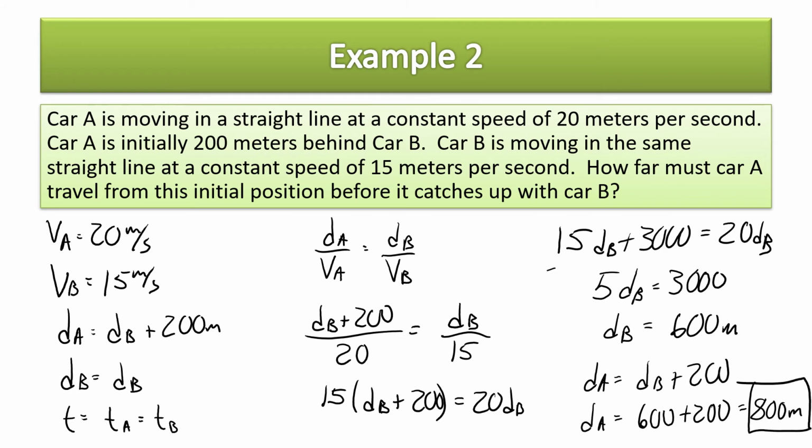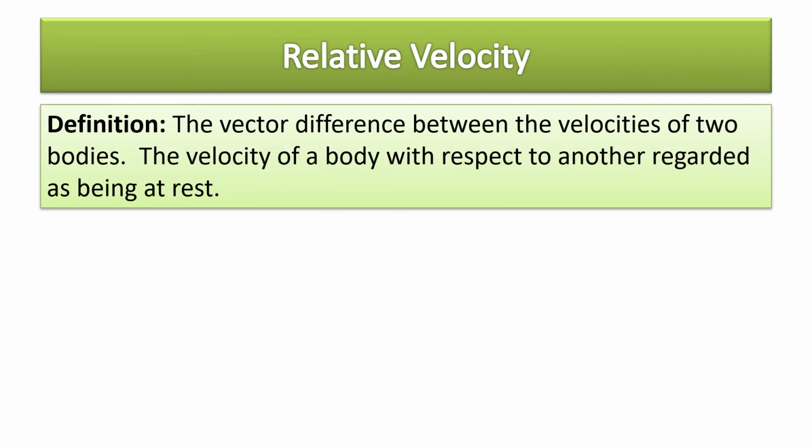Now, there's a different way to look at this if we think about relative velocity. Relative velocity is the vector difference between the velocities of two bodies. The velocity of a body with respect to another regarded as being at rest. With all these problems, we've been using Earth as that second body, or our frame of reference. Typically, unless stated otherwise, we do use Earth as the frame of reference.